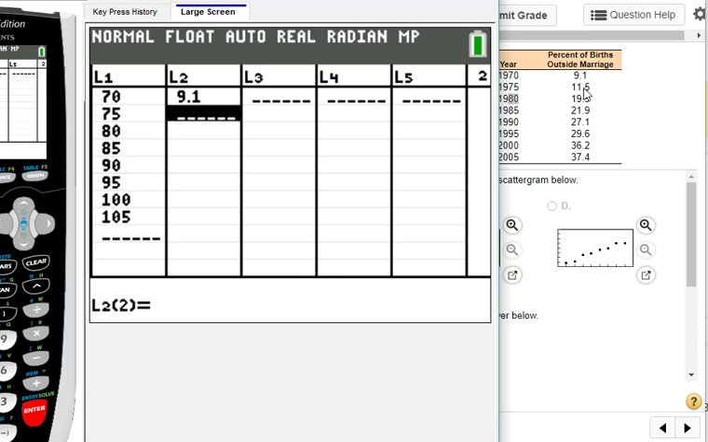9.1 is the first one. Then 11.5, 19.5, 21.9, 27.1, 29.6, 36.2, and 37.4. I hope I typed those all in correctly.